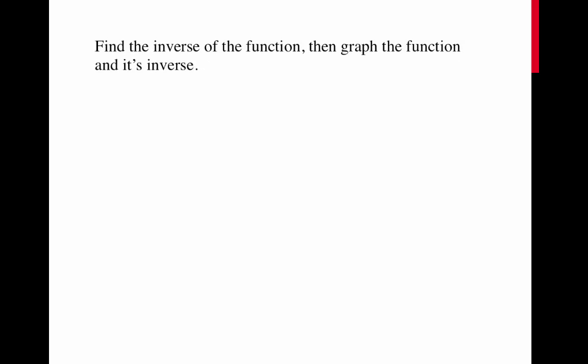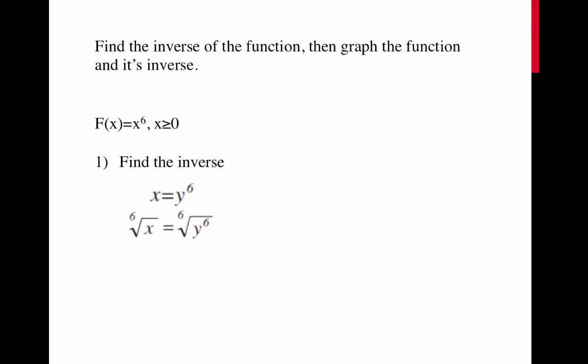Alright, so like we said, we can find the inverses and then graph them. So here's an equation. It says f of x equals x to the 6th when x is greater than or equal to 0. So there's a restriction there, so that means when you go to graph it, you're not going to have anything less than 0. So what we're going to do is first find the inverse. Remember, this is where we switch the x's and y's, so we'd have x equals y to the 6th. And then we're going to solve for y. To get rid of the 6th power, I'm going to take the 6th root of it. So I'd have the 6th root of x equals y.